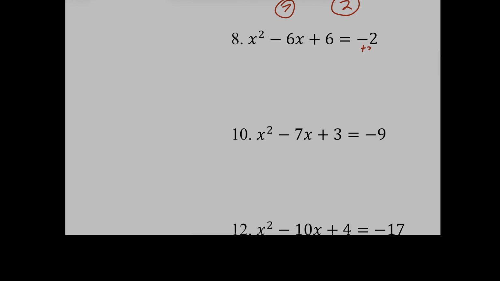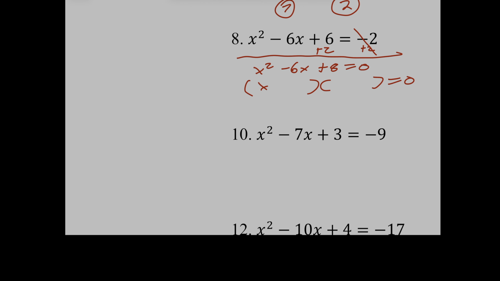So here I'm going to add 2 to both sides because I'm trying to make them equal to 0. X squared minus 6x plus 8 equals 0. Parentheses. Now we factor. Don't factor until it equals 0. Okay, that's the big thing that I want you to get out of this. I'm going to have x's here. Now, what multiplies to 8 and adds to 6? That would be a 4 and a 2.